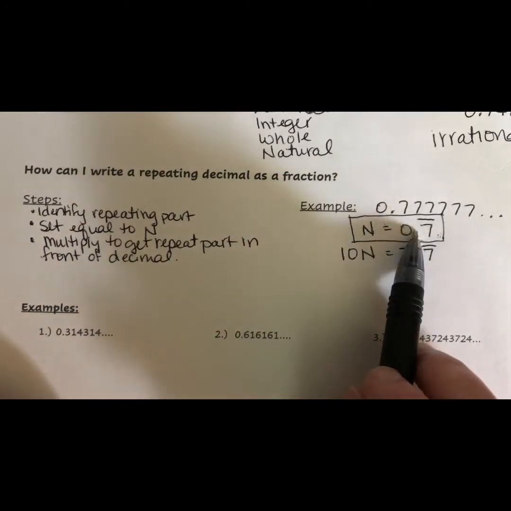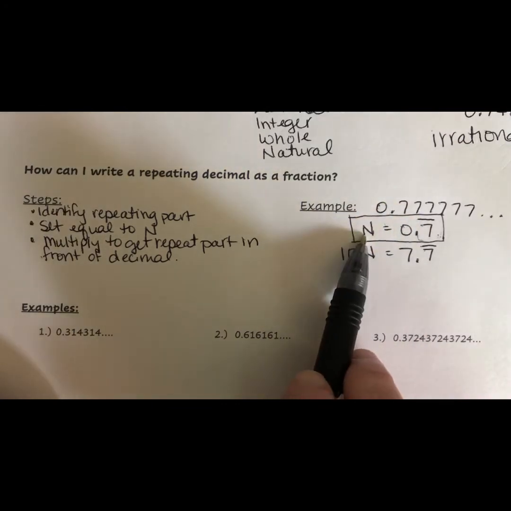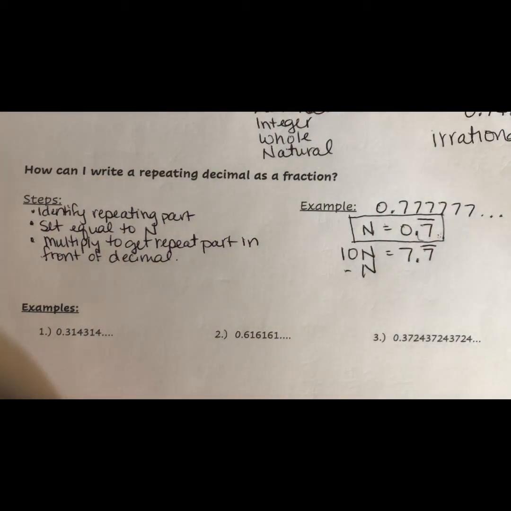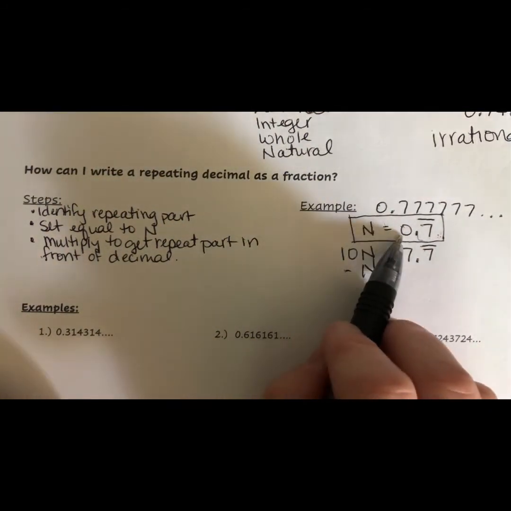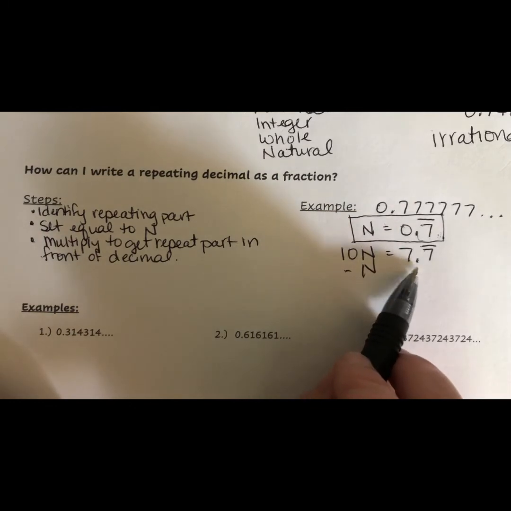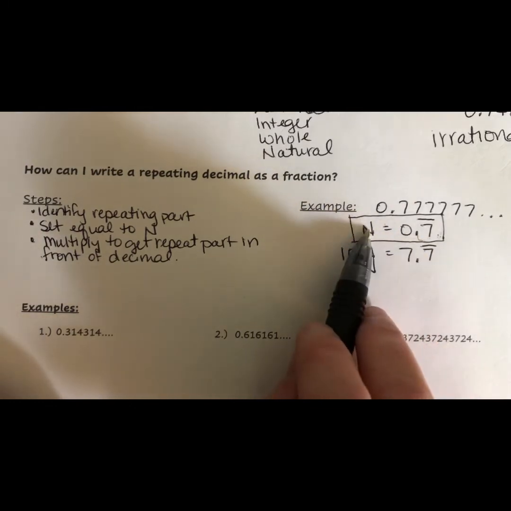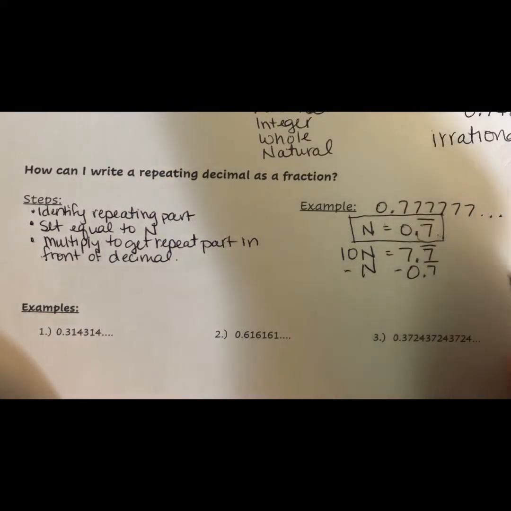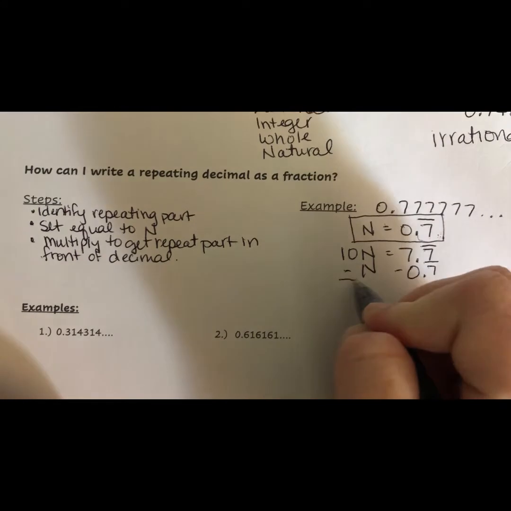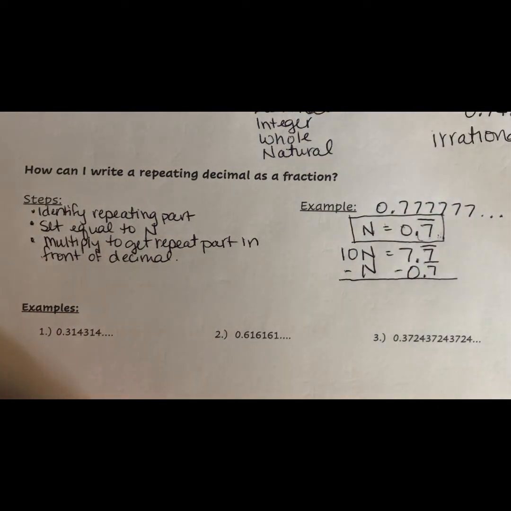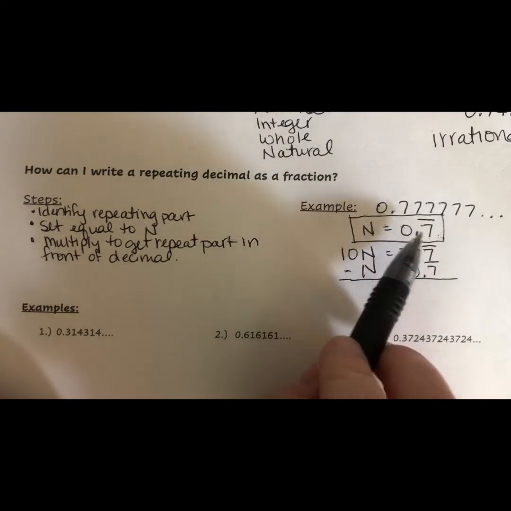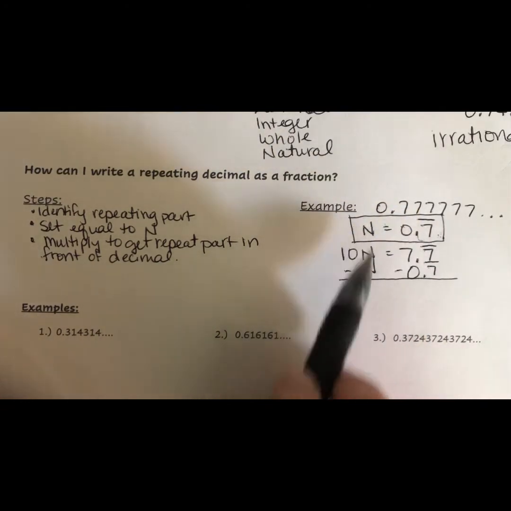And I know that the 0.7 repeating part, the repeating part here of my decimal, is equal to n. So I'm going to subtract n from one side of the equal sign. And then I'm going to subtract exactly what n is equal to. I can't subtract n from here because there are no other n's. But n is the same thing as 0.7 repeating. So I'm going to subtract 0.7 repeating over here. It's kind of a weird step, but you'll get used to it. So all I'm doing is subtracting the repeating part. I don't have a decimal over here, so I'm going to subtract what the decimal is equal to here.